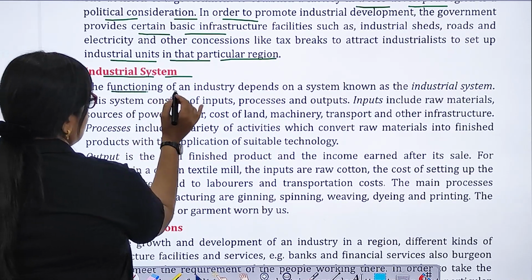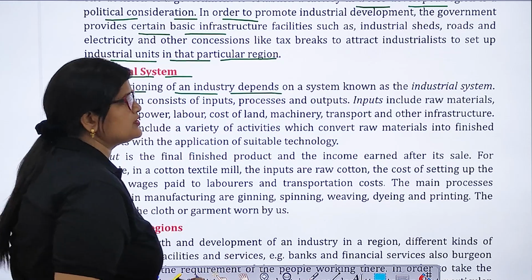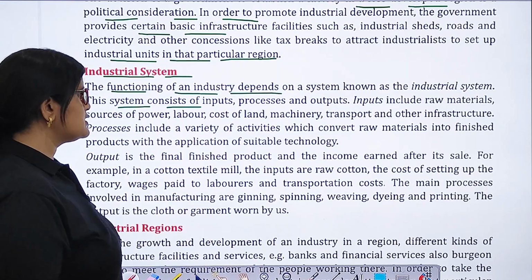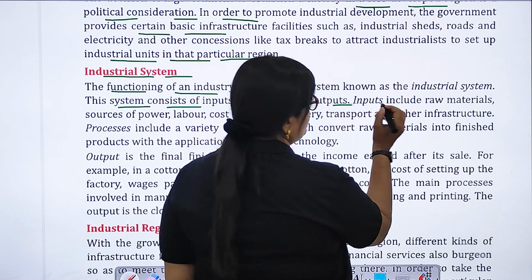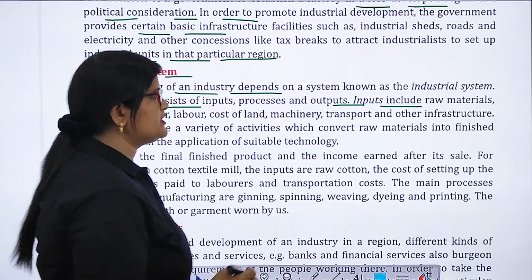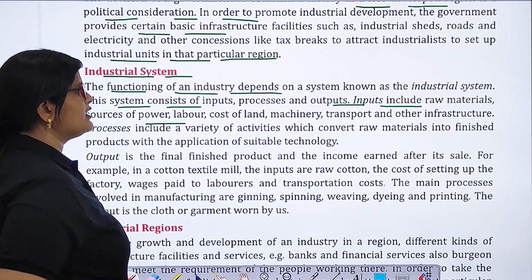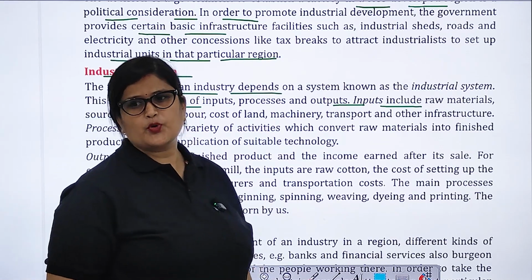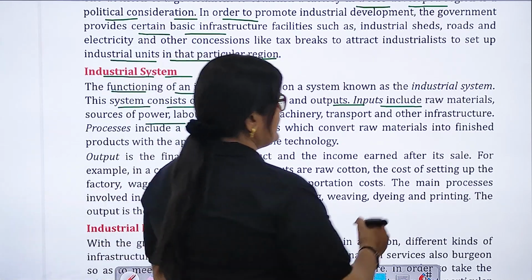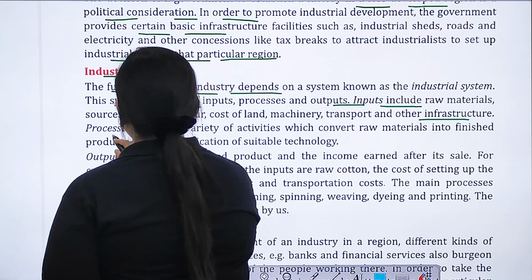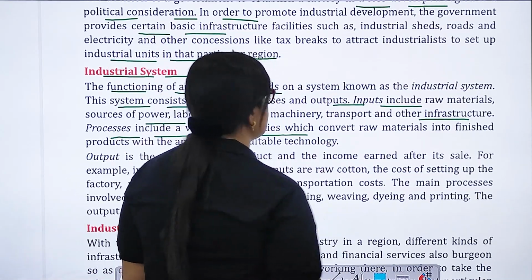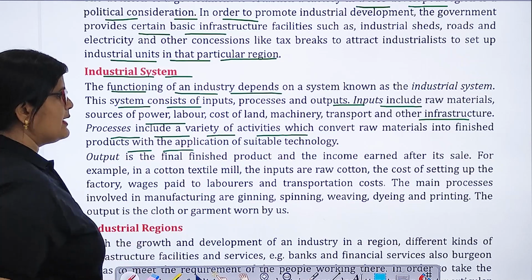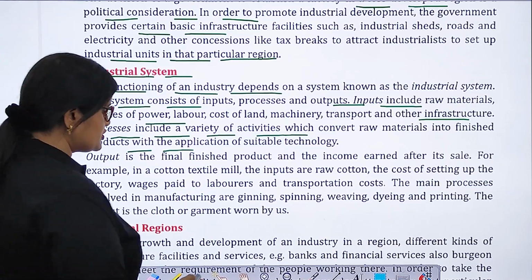Industrial system. The functioning of an industry depends on a system known as the industrial system. This system consists of inputs, processes and outputs. Inputs include raw materials, sources of power, labor, cost of land, machinery, transport and other infrastructure. Processes include a variety of activities which convert raw materials into finished products with the application of suitable technology.